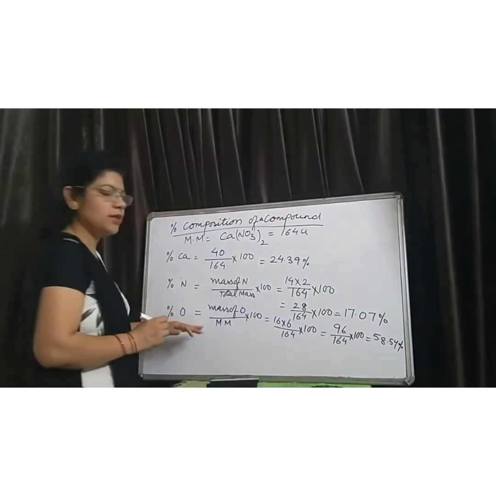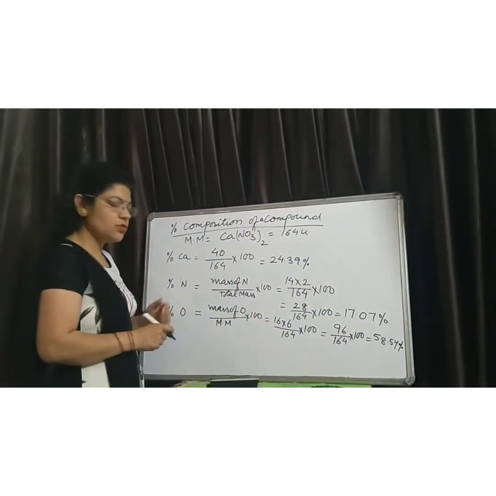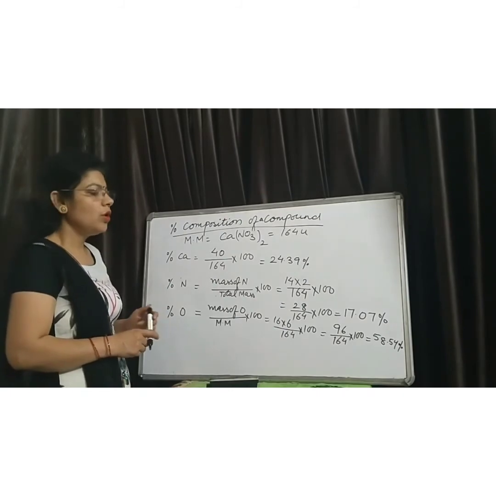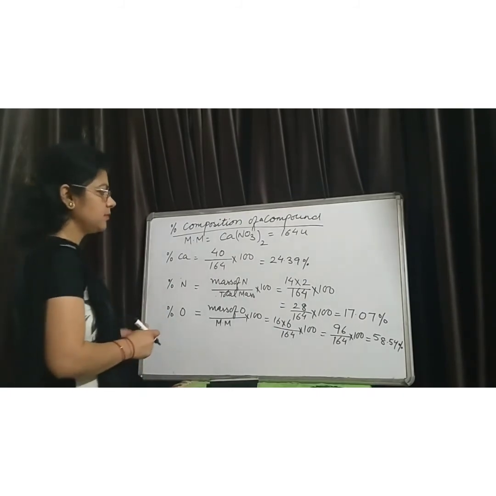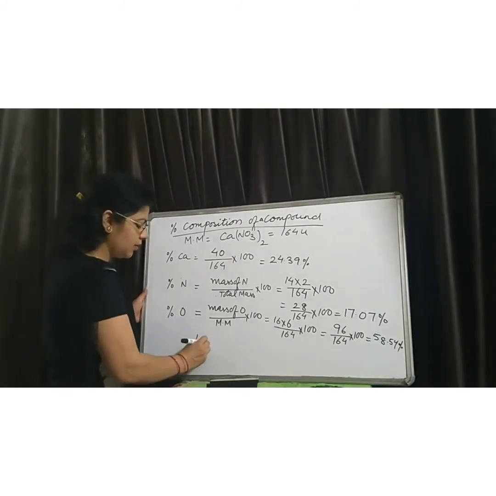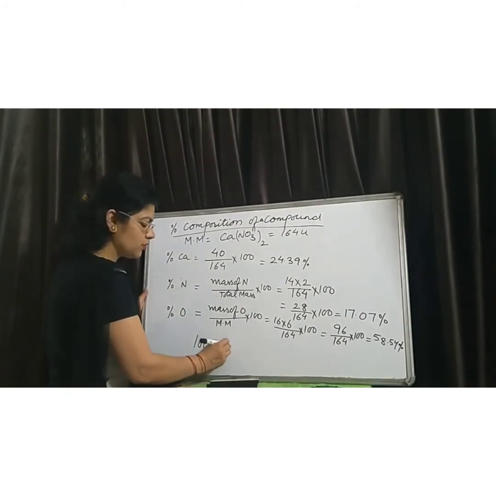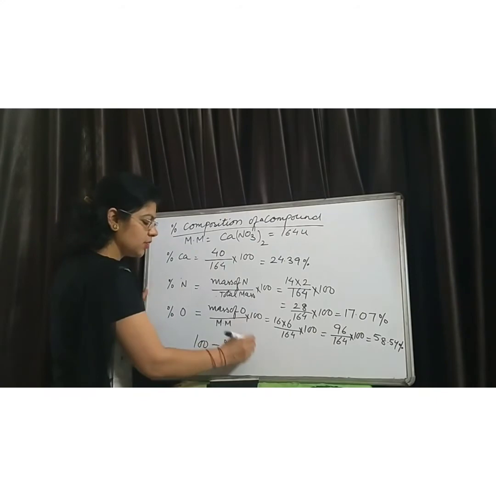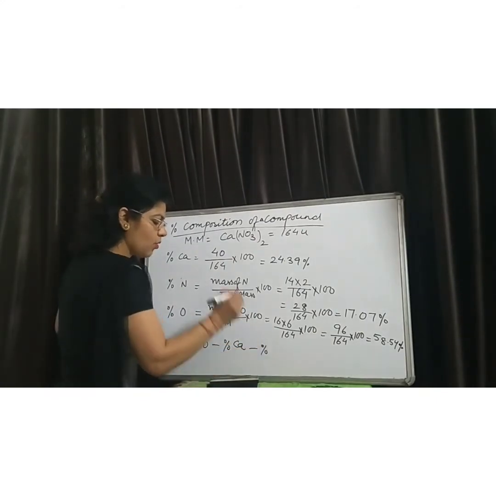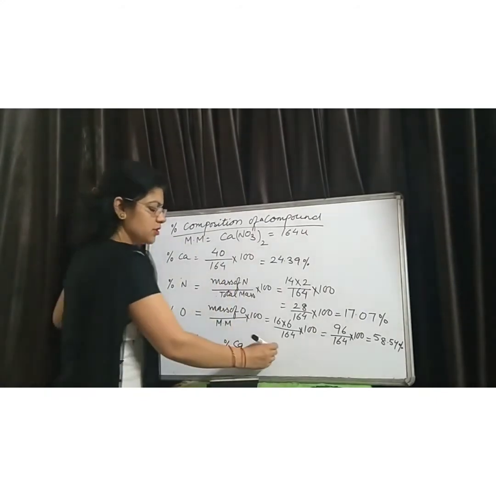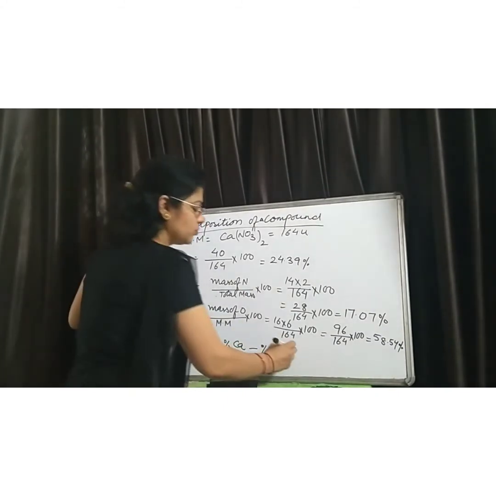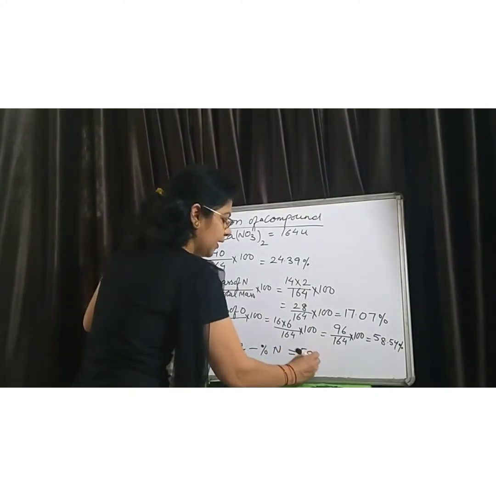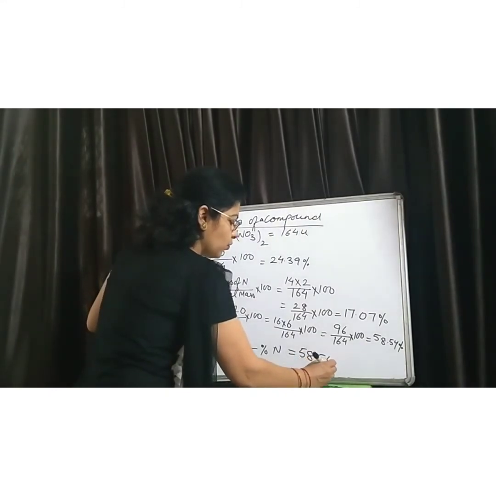This is the first method to calculate the percentage of the last element. Or you can also calculate the percentage of the last element as 100 minus percentage of the first element, that is calcium, minus percentage of the next element, that is nitrogen. It again comes out to be 58.54%.